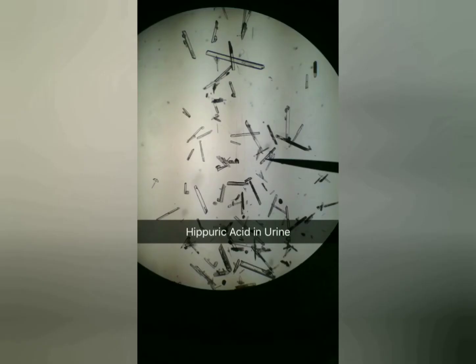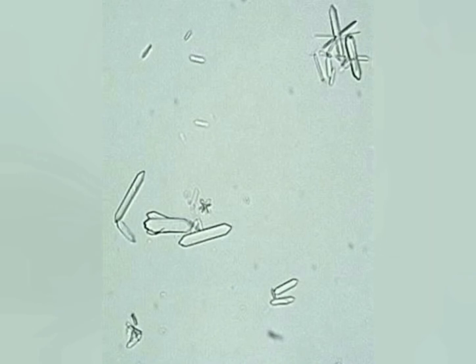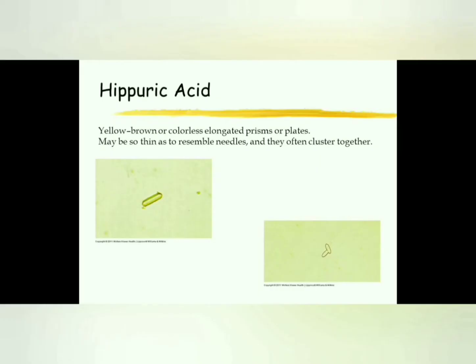First, we will study hippuric crystals in urine. The structure of hippuric crystals in urine is needle-like, prism or plate-like, clear or yellow-brown in color. You can see in this figure. In microscopy, it is seen in clustered form. Sometimes it is observed in single form also. Hippuric crystals are present in acidic urine.